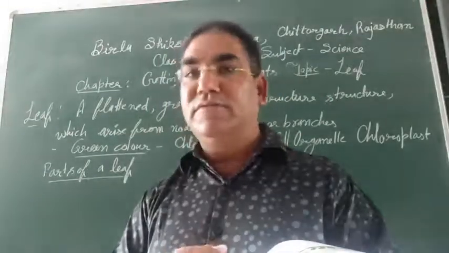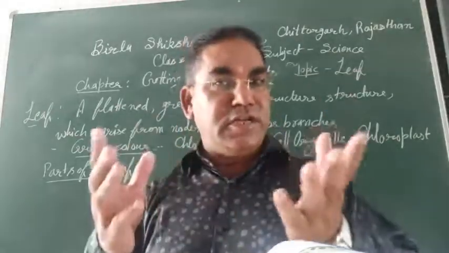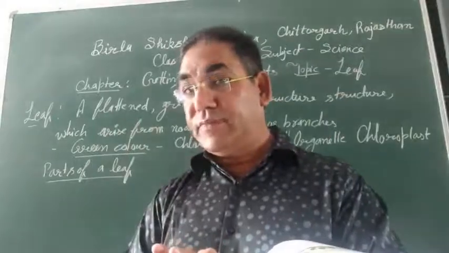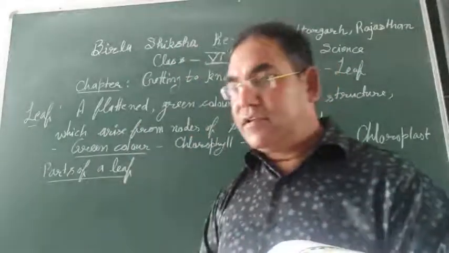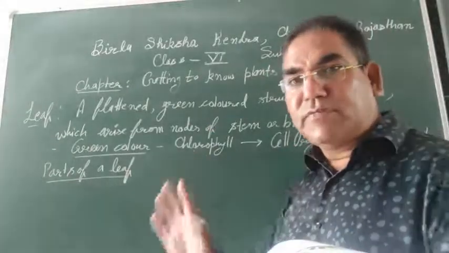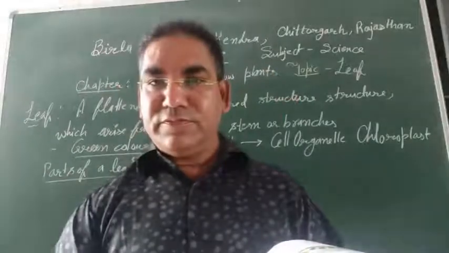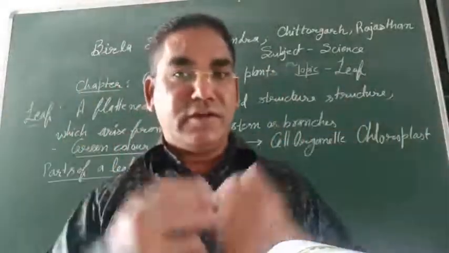Today we will discuss the parts of plants. This is a leaf, and a leaf is a green colored structure. Why is it green in color? Due to the presence of chlorophyll. And where will the chlorophyll be present?